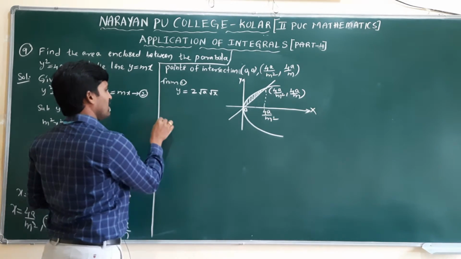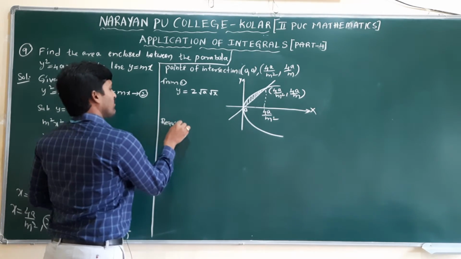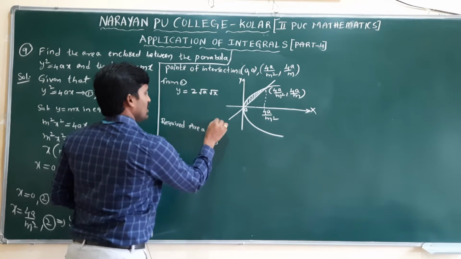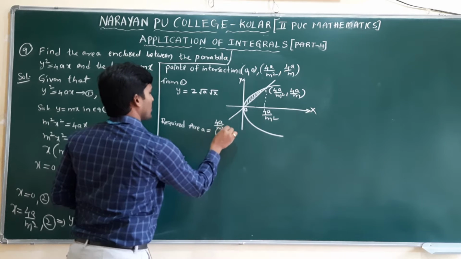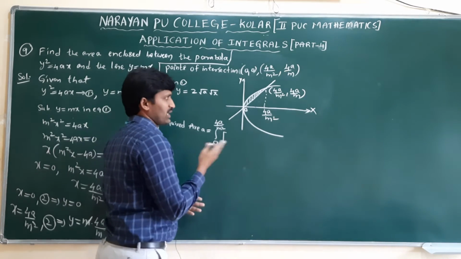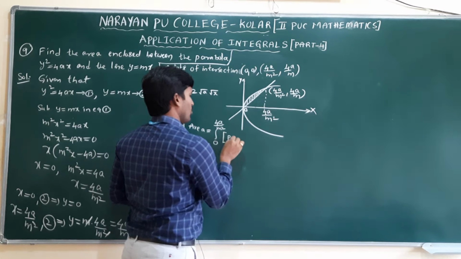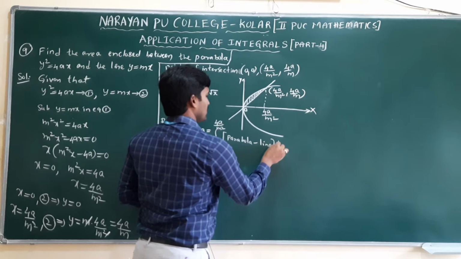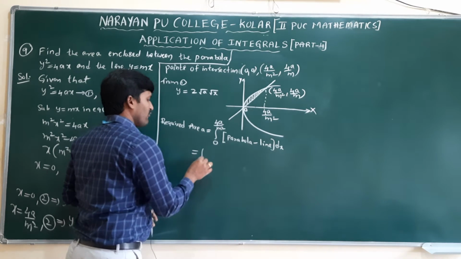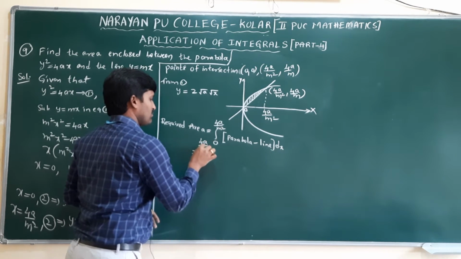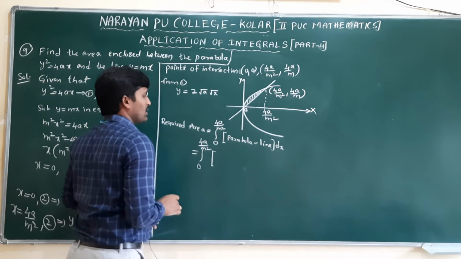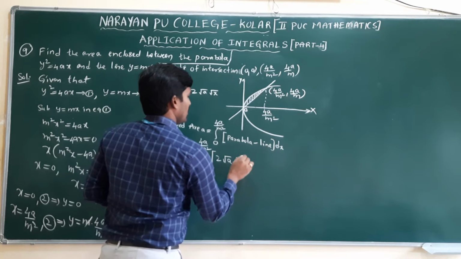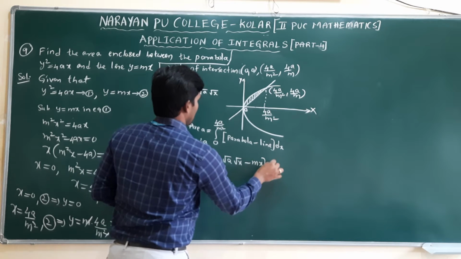Now the required area equals the integral from where to where? 0 to 4a by m square. Upper minus lower concept here. Upper is what? Parabola. Lower is what? Line, into dx. Now from 0 to 4a by m square, we need to simplify this one properly. 2 root a into root x minus the line, which is mx.